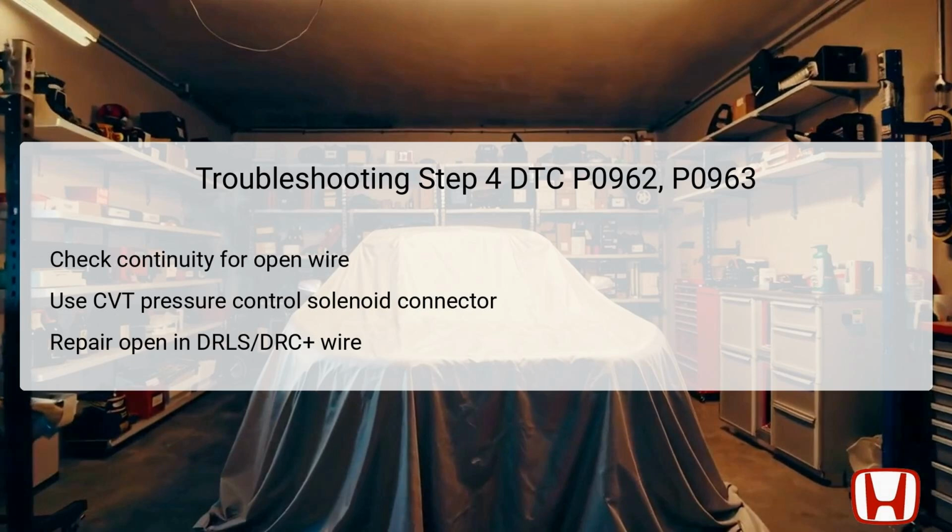If you find continuity between these points, this implies that the wiring is intact, and you can proceed to step 5 for further diagnostics. However, if there is no continuity at this point, it indicates an open wire condition within the DRLS or drive control line. This defect requires you to make necessary repairs in the wiring to ensure the electrical signals can flow effectively between the CVT pressure control solenoid and the TCM. This step is critical in ensuring that the system functions properly.